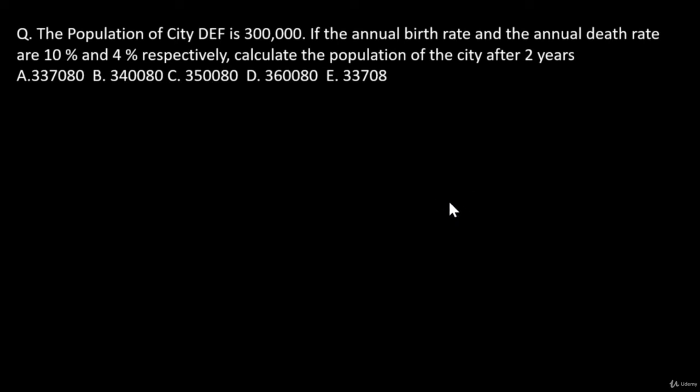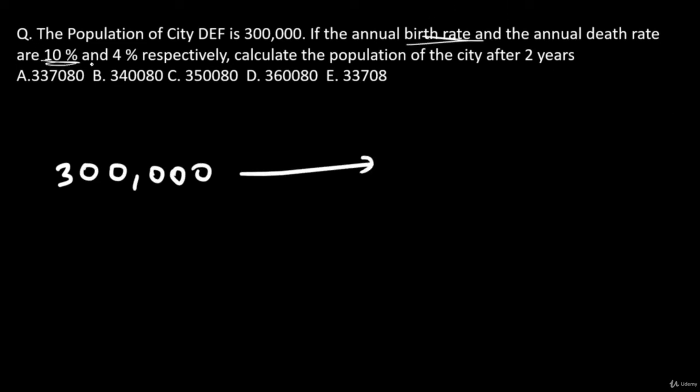All right. We are back. I hope you've been able to solve this question on your own. Now let's do it together. Initially, the population was 300,000, right? And it's mentioned that there is a birth rate of 10% and there is a death rate of 4%.